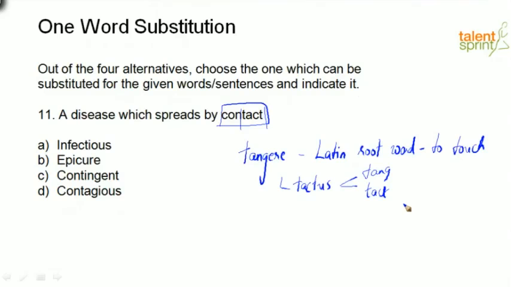So contact, again, we know that it is a meeting or touching of people or things. So when you touch another person who has a disease that can be spread by touch, that becomes contagious. So there you go. Infectious, we know, capable of causing infection.